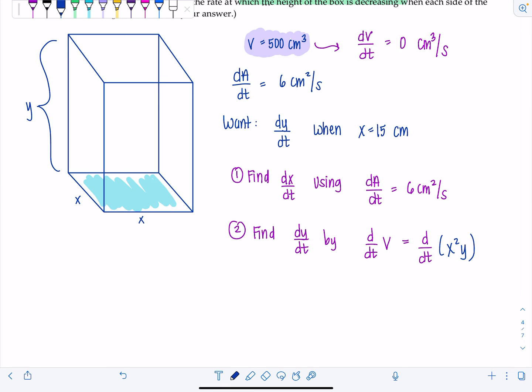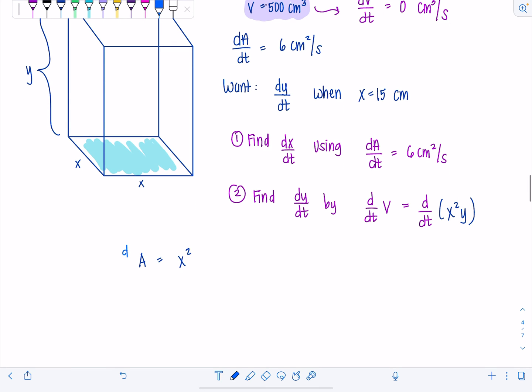So how would you find the area of the base? It's just x squared, right? So A equals x squared. Now, differentiating both sides with respect to time, we have that dA/dt is equal to 2x dx/dt. So that tells me dx/dt is equal to dA/dt over 2x.